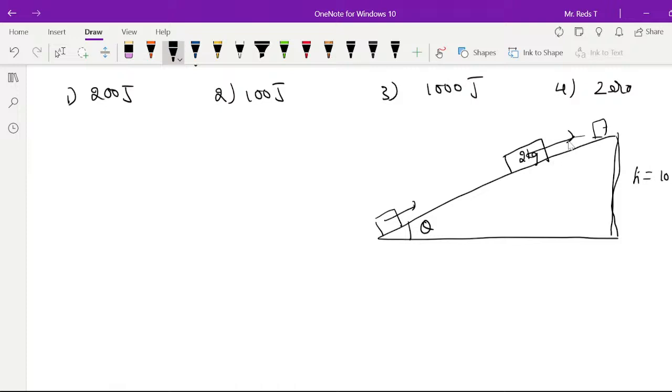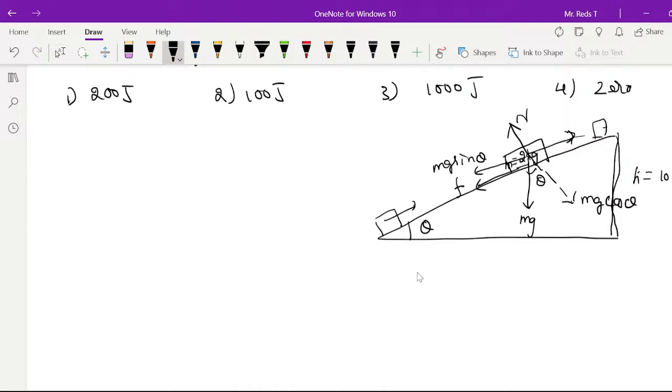What we have to understand is, when the block is moving up, the friction force will act downwards. Another point is, mg will act vertically downwards, and a normal reaction acts normal to the surface. If we extend this by symmetry, this will be theta, so mg cos theta will act here, and mg sin theta will act down the inclined plane. When it is moving up, frictional force and mg sin theta both will act down the inclined plane.